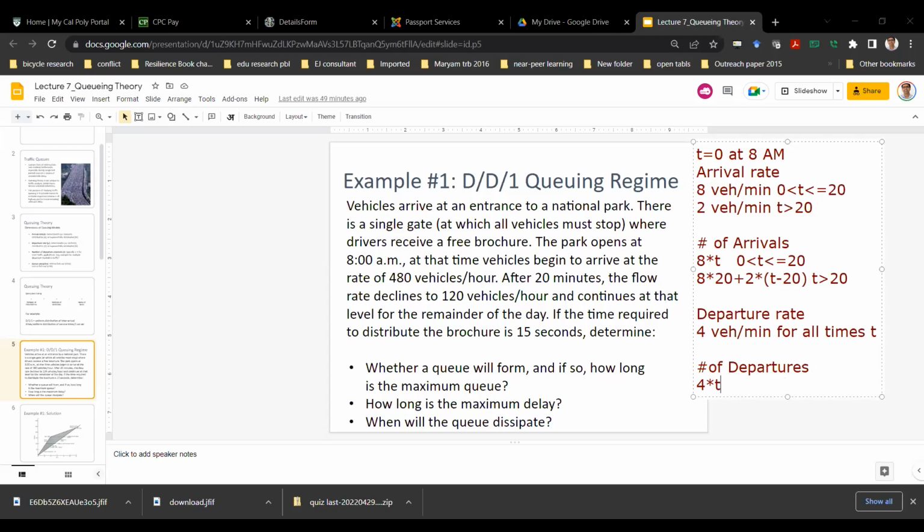So I wrote down these number of arrivals and number of departure equations. What is the purpose of this? Because ultimately I want to find out what my queue lengths and so forth look like. So I want to get those estimated. So I needed number of arrivals and I needed number of departures. So the first question is whether a queue will form.